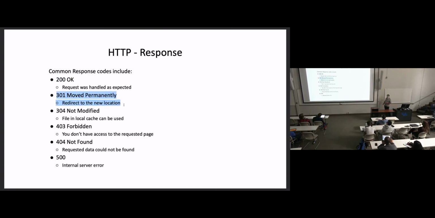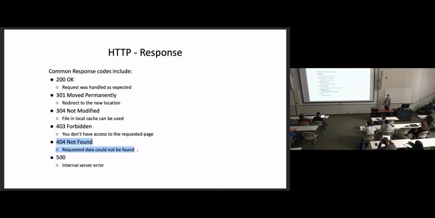301 means that whatever the user requested has moved, and you're going to redirect them to a new URL. Not Modified means if you have this file stored in cache, just use the one that's cached. Nothing's changed since the timestamp that you sent me. There are caching headers. If you look at that header and see this hasn't changed since your last modified date from your headers, just use the one on your hard drive in cache. Forbidden, you don't have access to that page.